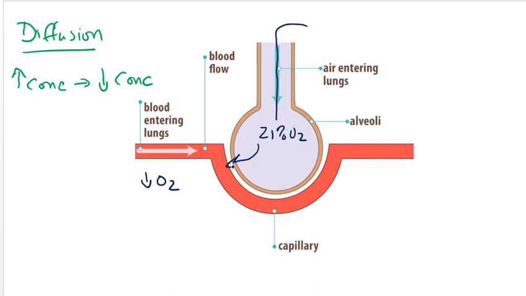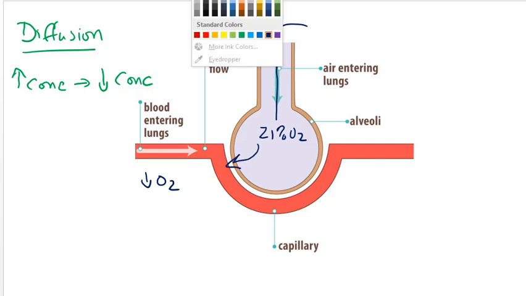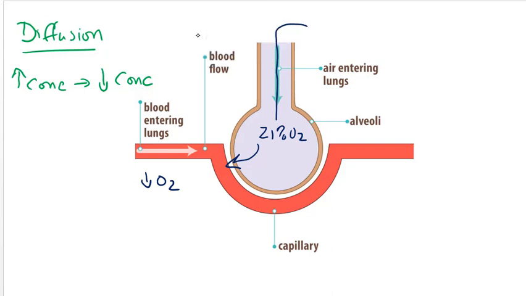Now that same blood is carrying a lot of carbon dioxide from the cells, but the air we inhaled has very low carbon dioxide levels. So carbon dioxide, due to diffusion, will move into the alveoli. Now we exhale to remove that CO2. Later, we'll inhale again, and this process will start all over.